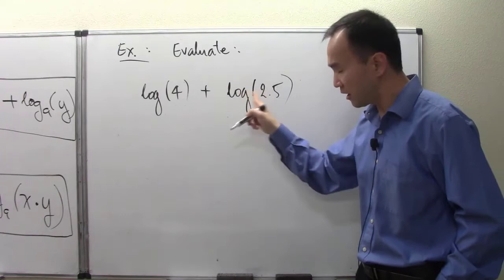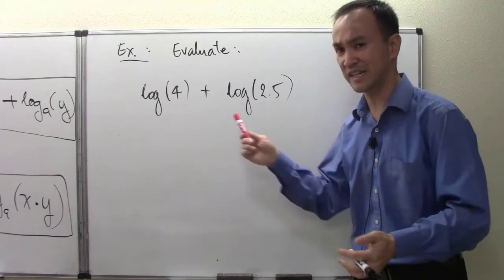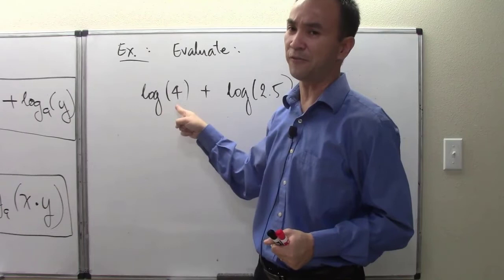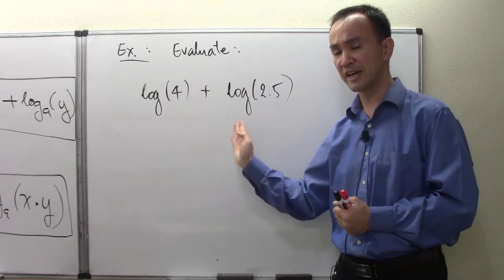The usual way, or the natural way, people would tackle a problem like this is to head over to the calculator. Of course, log base 10 of 4 is not a number that we can manually calculate. The same with log base 10 of 2.5. None of the logs here is easy enough for our mental math capability to find an answer.